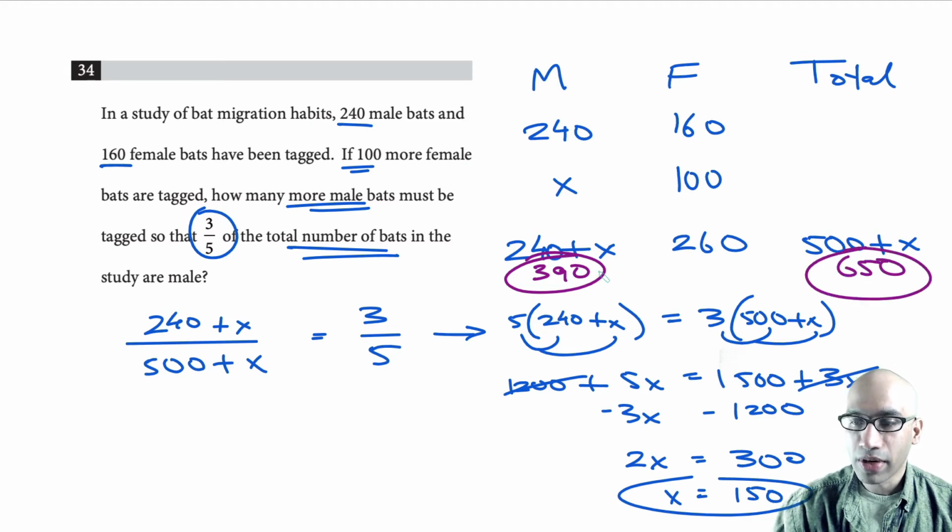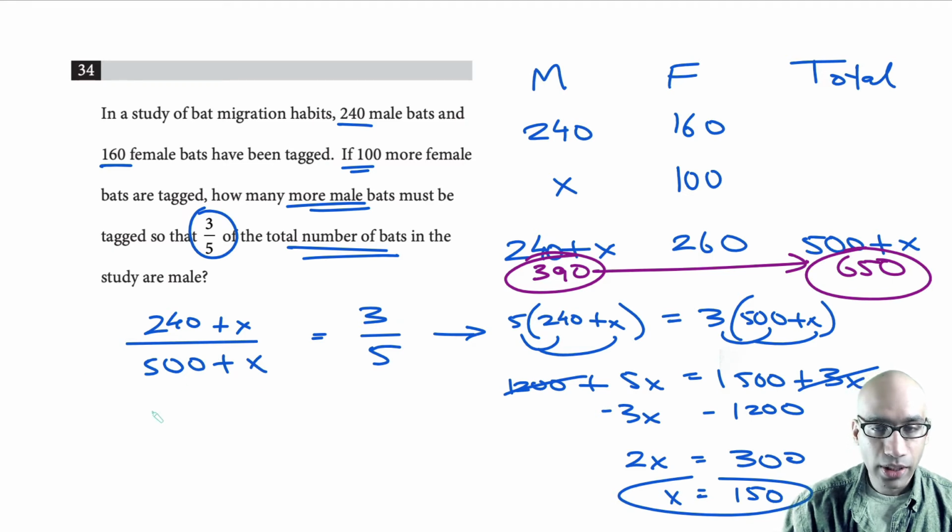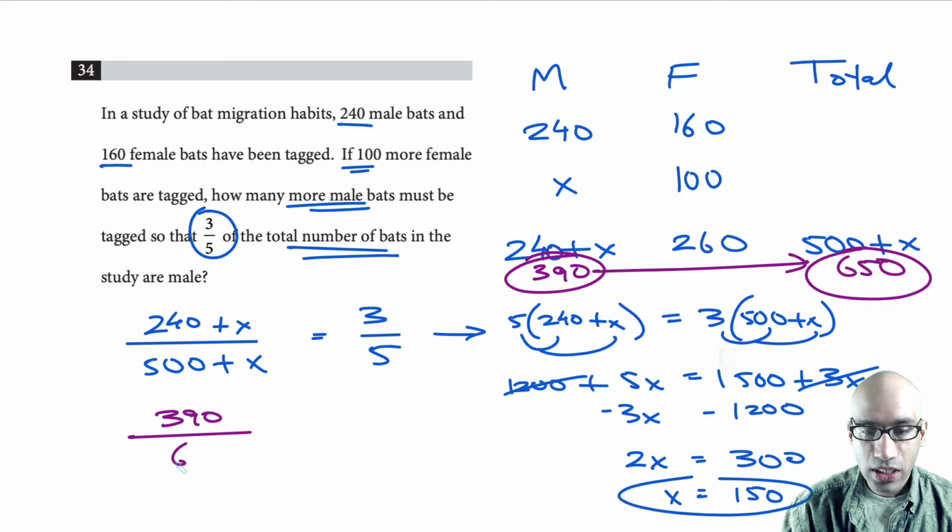Now let's check if the ratio of this guy to this guy is indeed equal to 3/5. Okay, so you're going to have 390 over 650, right? So zeros and zeros cancel out.